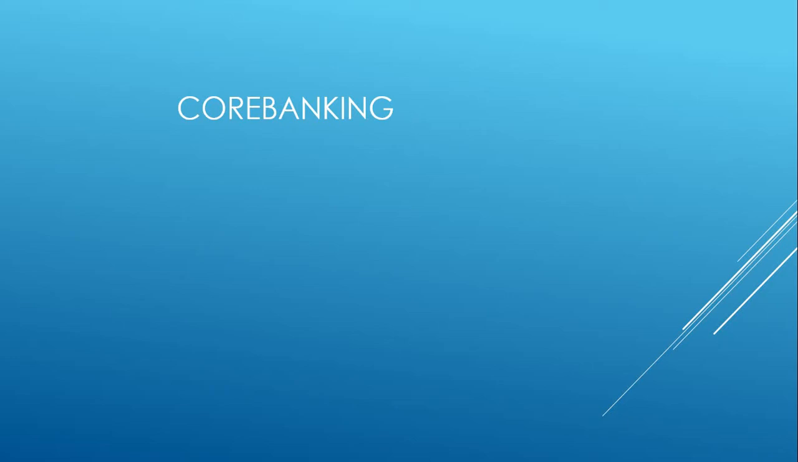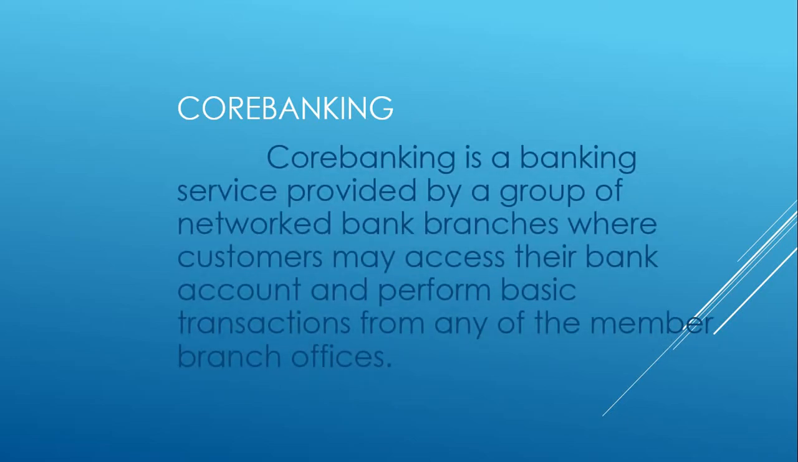The next term is core banking. Now what is core banking? Core banking is a banking service provided by a group of networked bank branches. There will be a network between different branches of the same bank, where customers may access their bank account and perform basic transactions from any of the member branch offices. That is called core banking. So core banking means there will be a group of networked, connected bank branches, where the customer can access the bank account and perform the basic banking transactions from any one branch office of the bank.